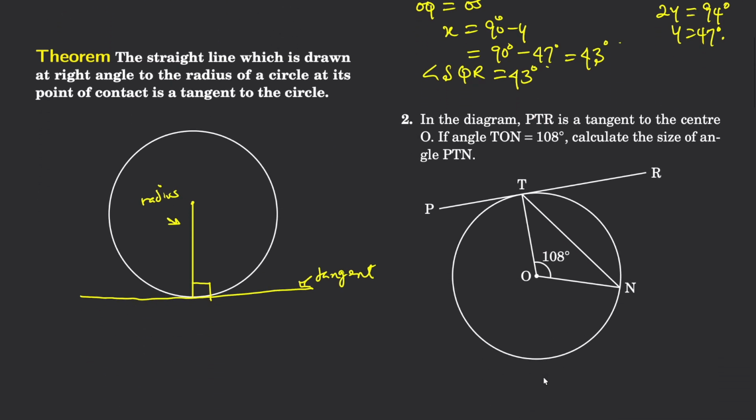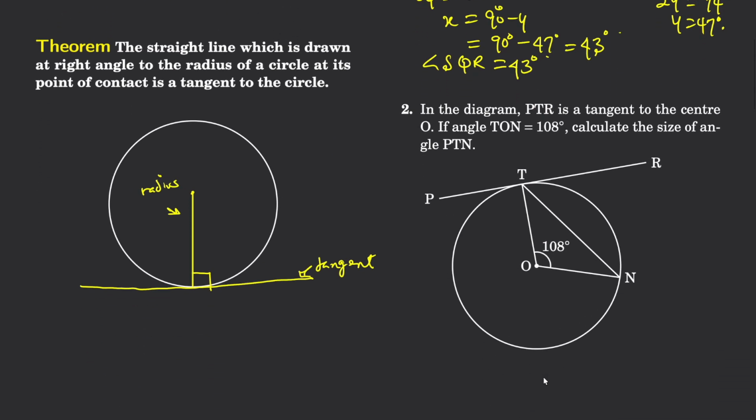And the second problem, we still have the same thing showing up. We have a tangent, we have radius OT, we have a point of contact at T. But this time around, we're expected to calculate the angle PTN, which is the whole of the angle here, from here to here. This is what we are trying to look for. But before that, we can easily identify certain things based on the theorem we've learned.